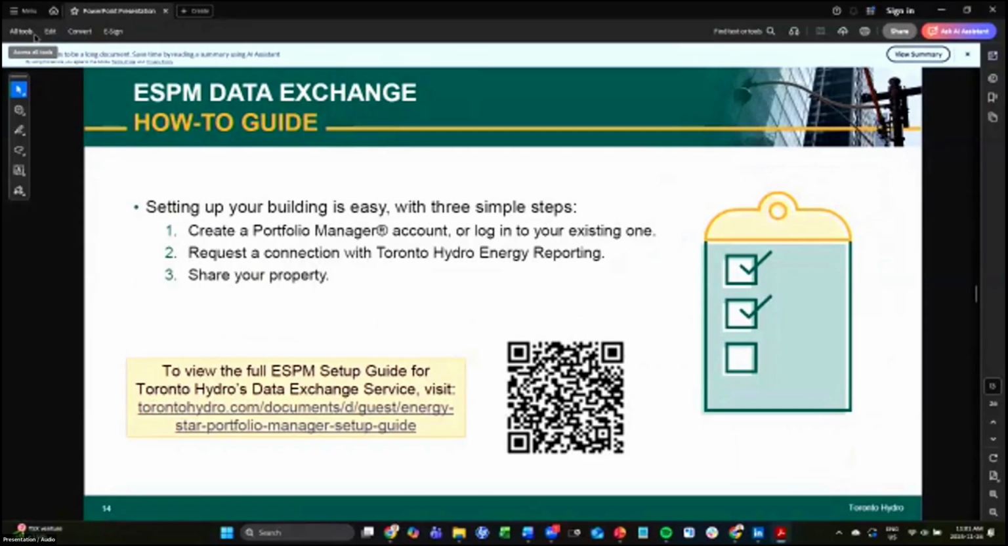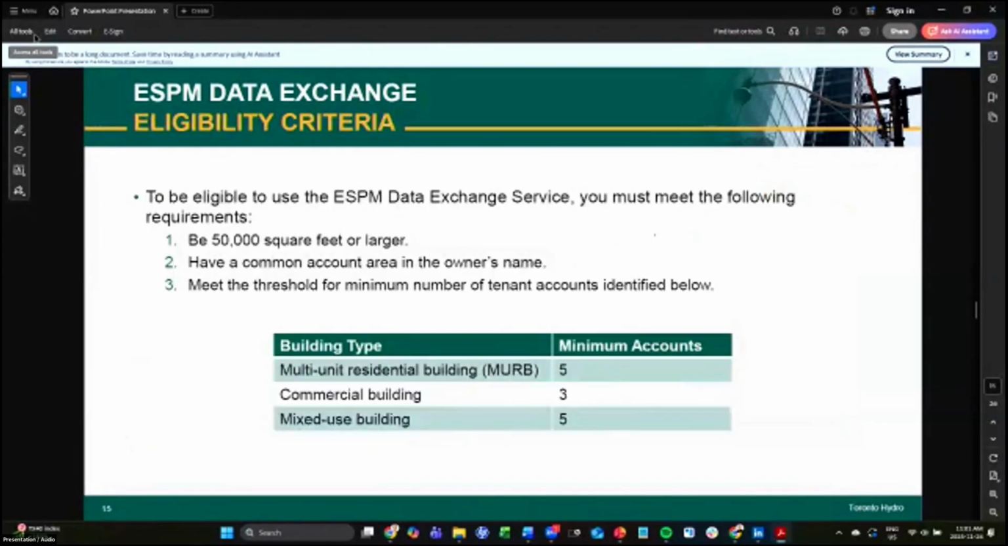So it's fairly simple to do. Again, there's more steps than just the three, but obviously it's have your Energy Star Portfolio Manager account, connect it to Toronto Hydro's energy reporting, share your property, and then it takes a few weeks to get that set up. And then once it's set up, you never have to think about it again.